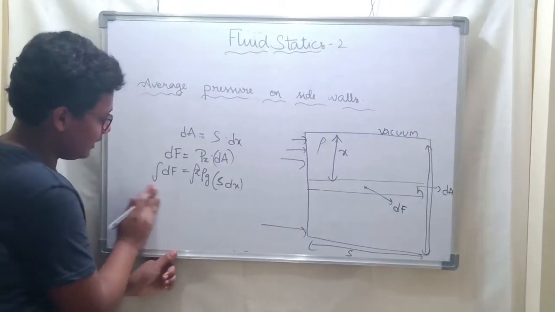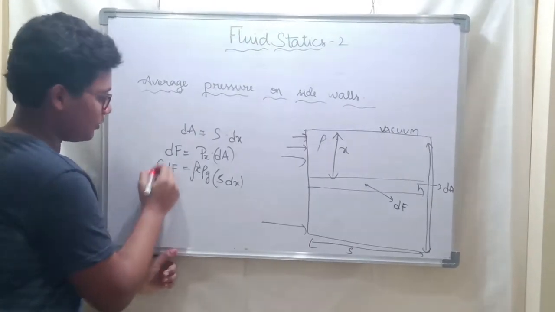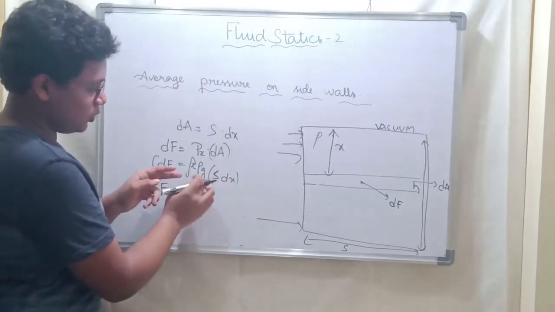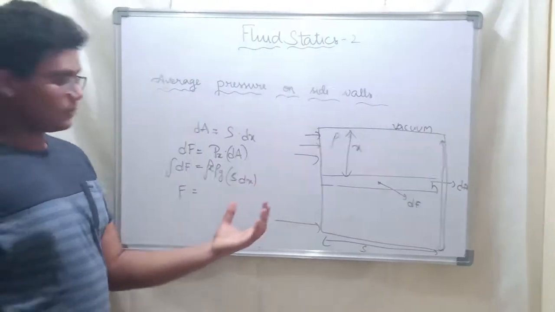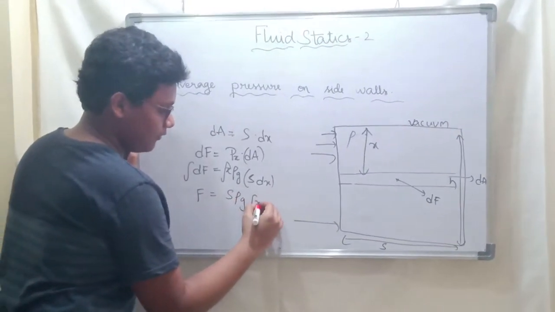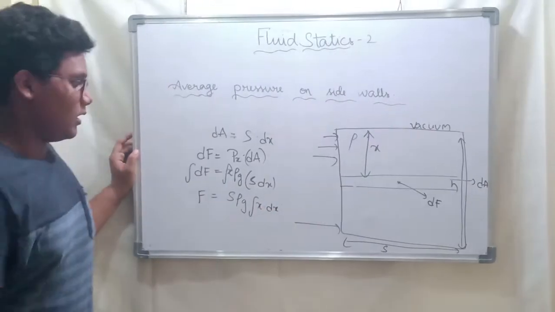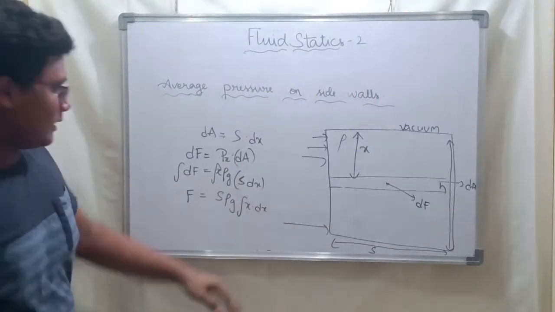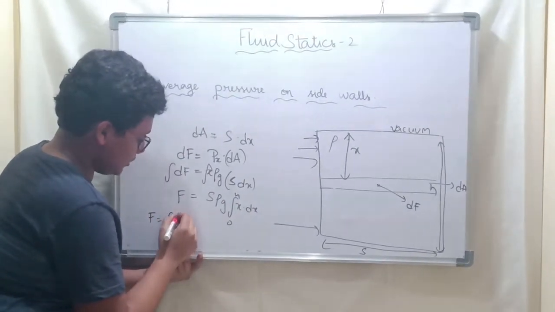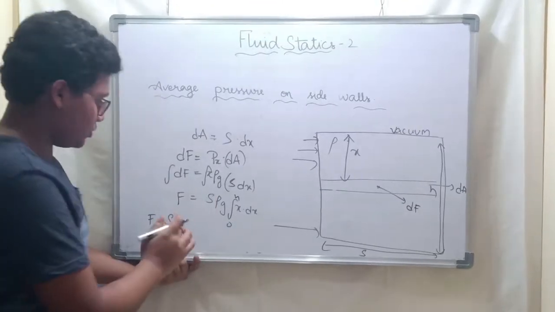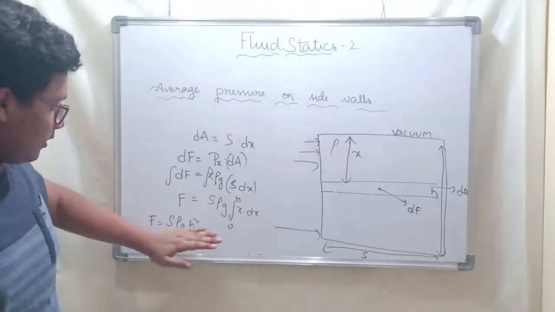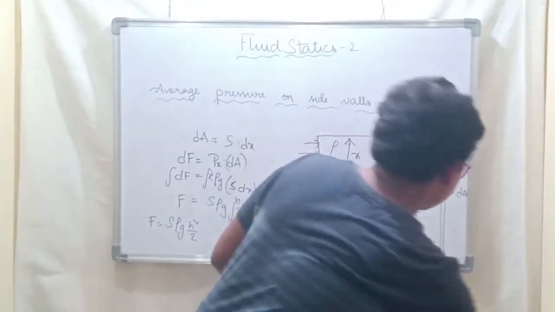Now if we integrate, on the left we get F from 0 to F. Next, here we take the constants s rho g outside, leaving the integral of x dx. By integrating from 0 to h, we get F is equal to s rho g into h square by 2. Completed. Clear up to here?